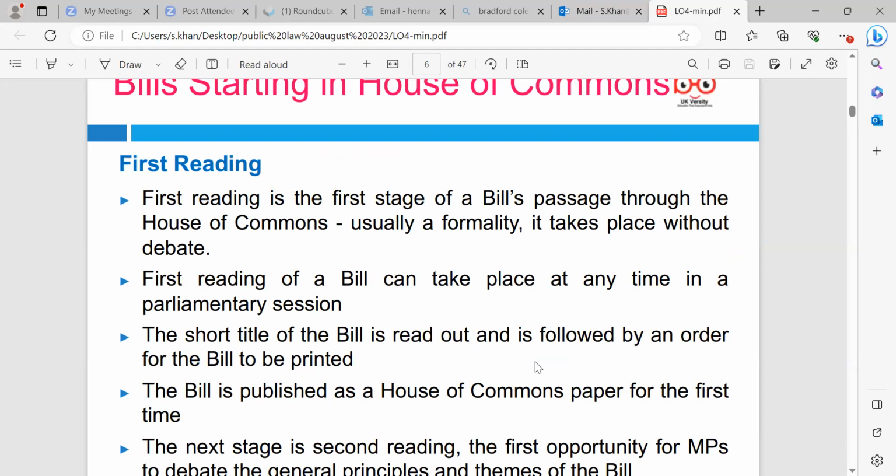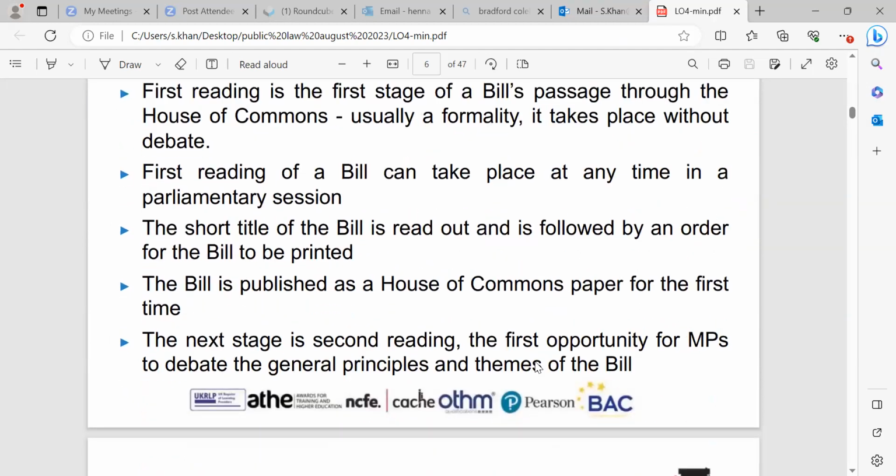The first reading of a bill can take place at any time in a parliamentary session, and the short title of the bill is read out, followed by an order for the bill to be printed. The bill is published as the House of Commons first print. The next stage is the second reading, and this is the opportunity for MPs to debate the general principles and themes of the bill.